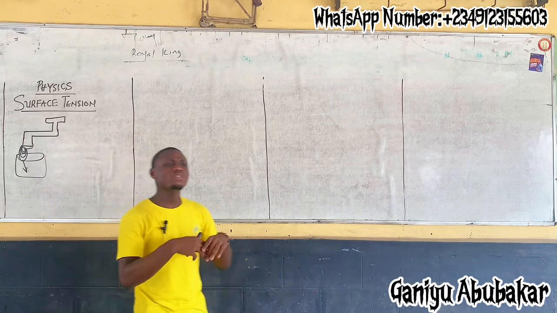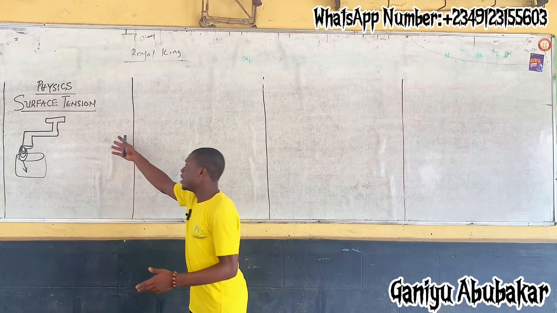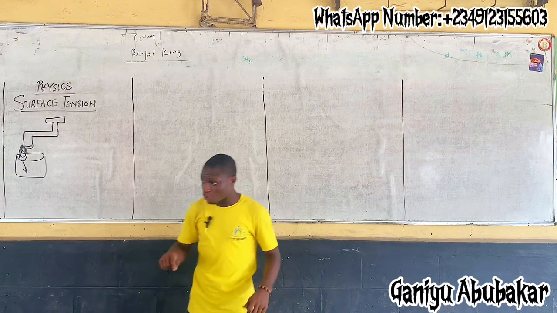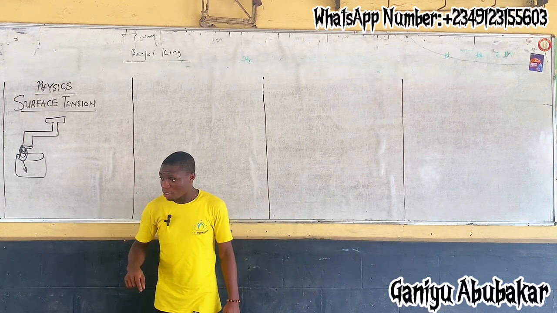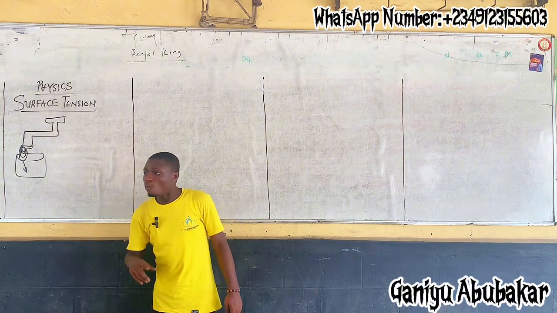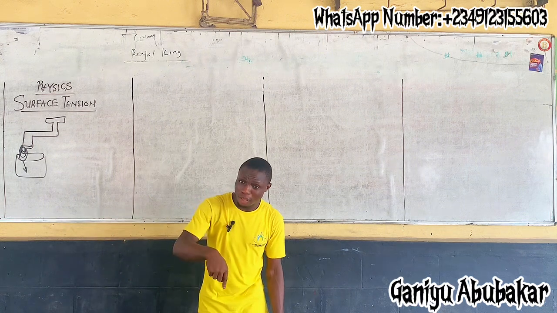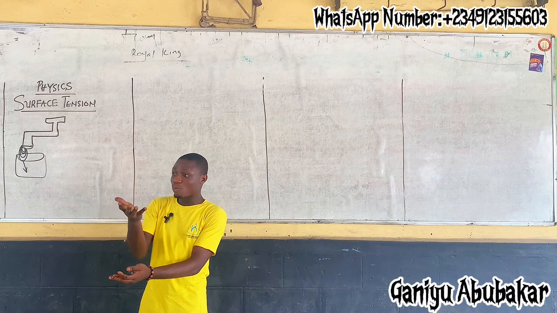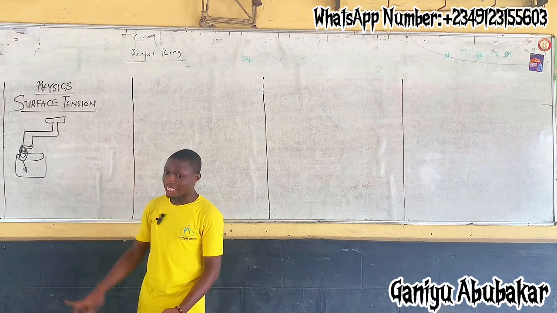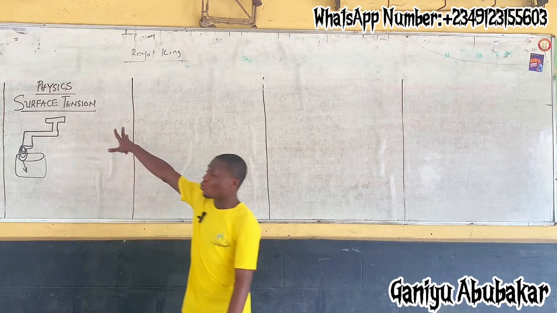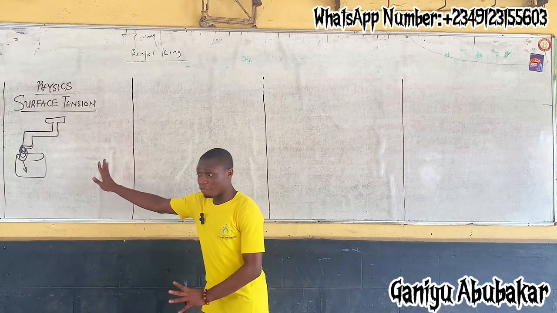Also, to stress surface tension, there are some ants that walk on water. Do you know that? Some ants walk on water. Why is that? Because surface tension force can hold them, that's why they are not sinking. That's your surface tension, your science definition.